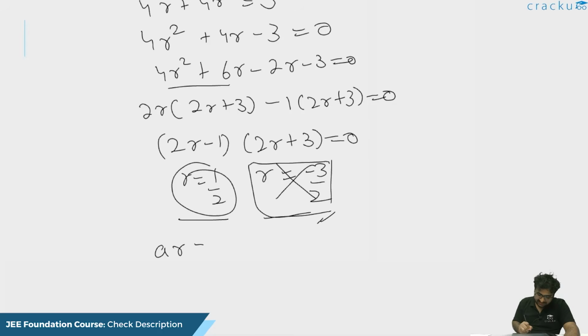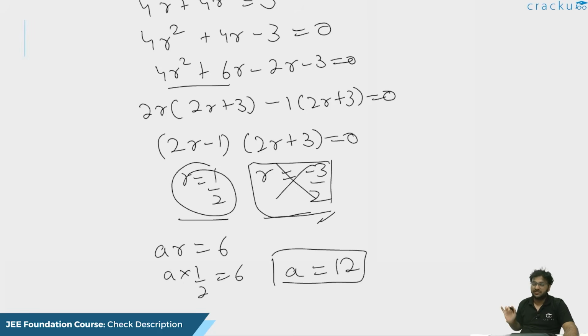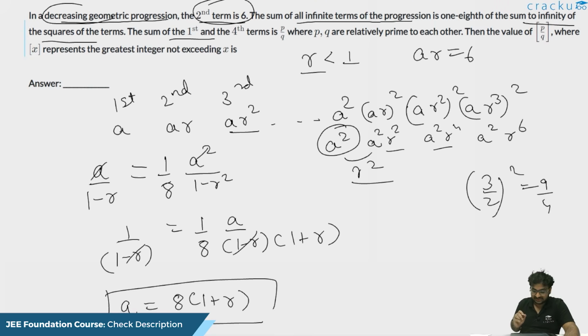We know ar is equal to 6. So a into 1 by 2 is equal to 6. So we got a is equal to 12. So we got the value of a, which is 12, and r is equal to 1 by 2. Now let us see what is asked in the question and solve according to it. We found the value of a and r. The sum of the first and the fourth term.